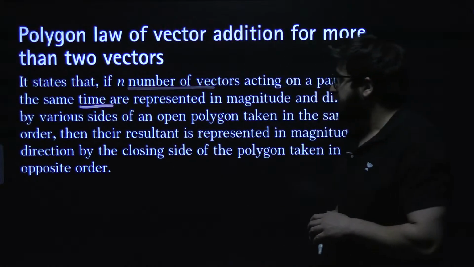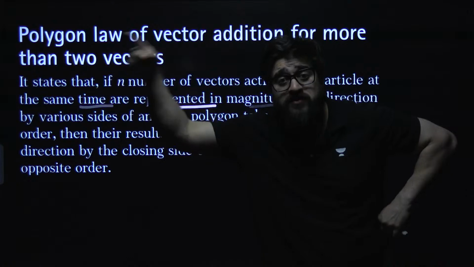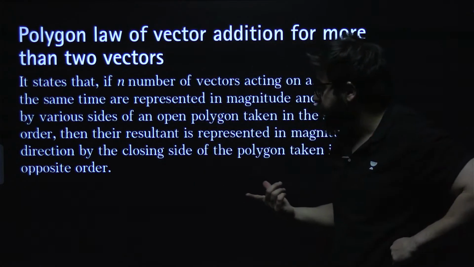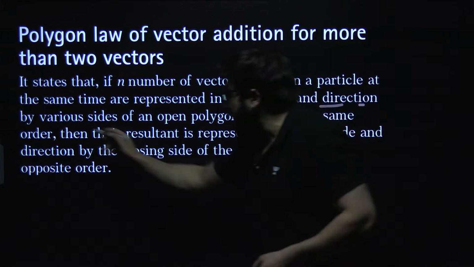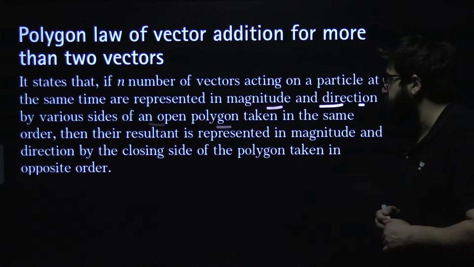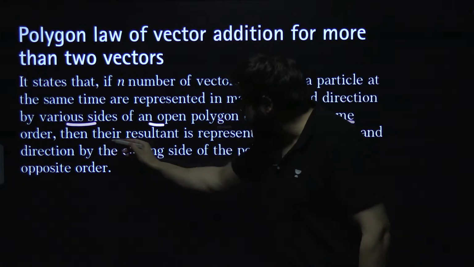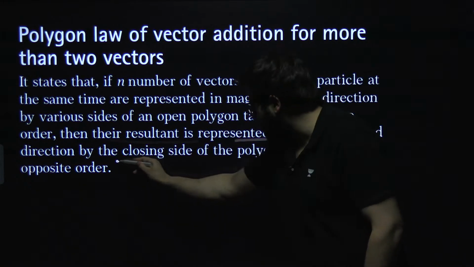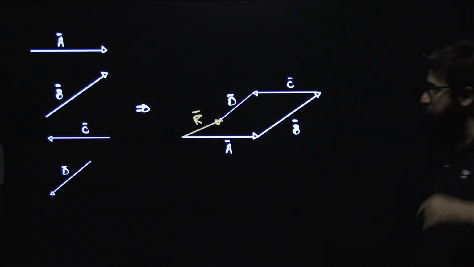It states that if n number of vectors acting on a particle at the same time are represented in magnitude and direction by various sides of an open polygon taken in the same order, then their resultant is represented in magnitude and direction by the closing side of the polygon taken in opposite order. See guys, I'll make you understand.